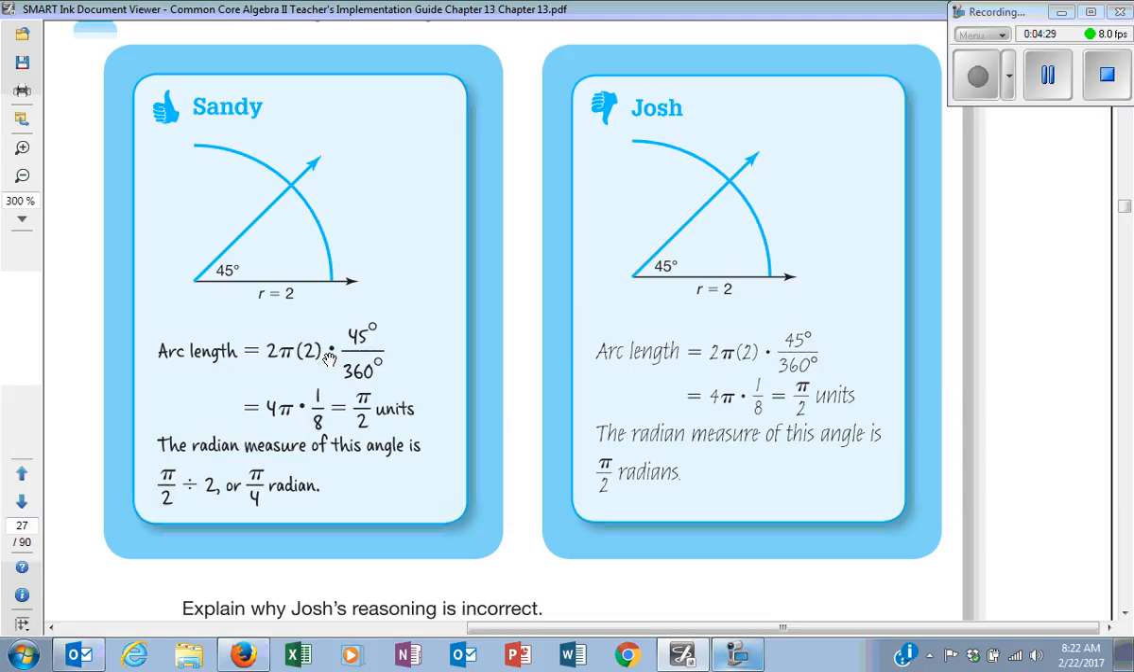Do the same problem but with 36 degrees, and the radius is 5. Should take you just a minute. Here goes Chris in his head. The radius is 5. I really wish you'd start writing stuff down.